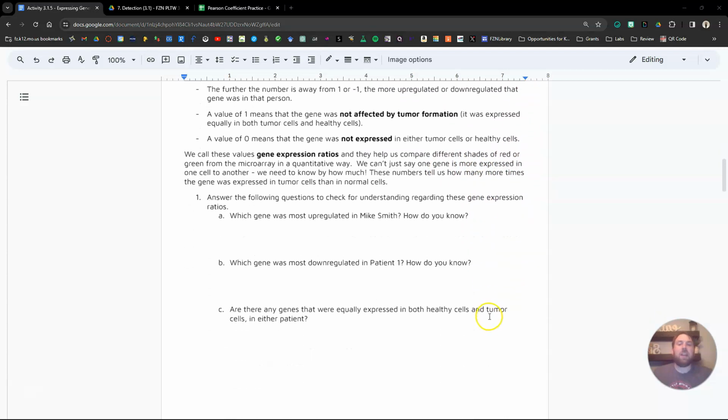Based on this, I'd like you to answer some questions to check for understanding regarding these gene expression ratios. We won't spend a lot of time on these numbers because in reality they are arbitrary. They are made up. We made them up based on how shiny or bright a red or green is. But I'd like you to tell me which gene was most upregulated in Mike Smith, which gene was most downregulated in patient 1, and are there any genes that are equally expressed in both healthy cells and tumor cells in either patient? Pause the video here. I'll help you on the other side.